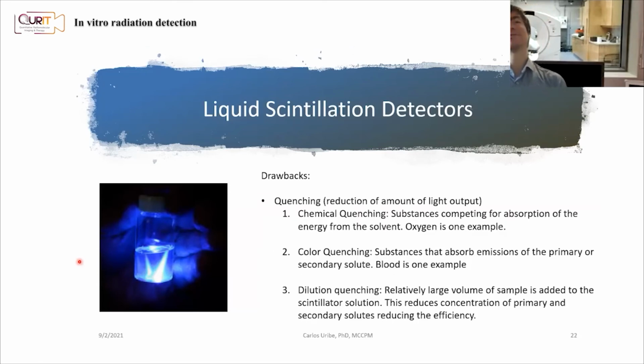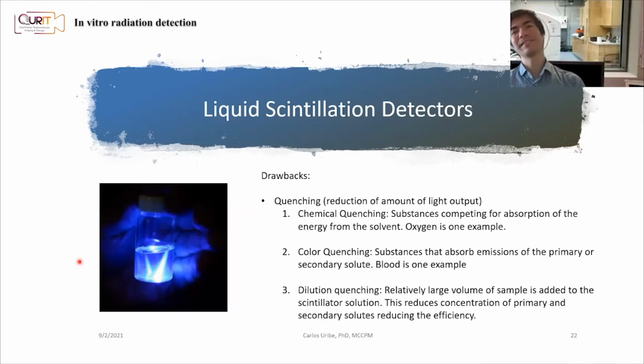Here are some more drawbacks. There's this quenching, which is the reduction of the amount of light output. The chemical quenching, for example, is when there are substances competing for the absorption of the energy from the solvent. So we ideally want this energy to be absorbed and released by that scintillator material, but maybe oxygen is also in the sample and will be taking some of these emissions.